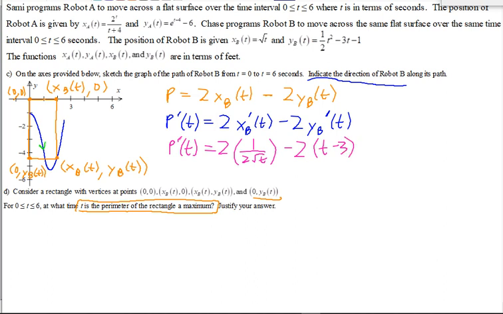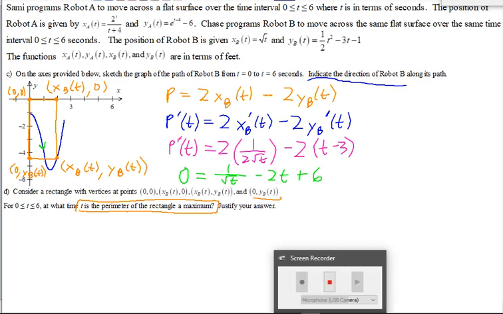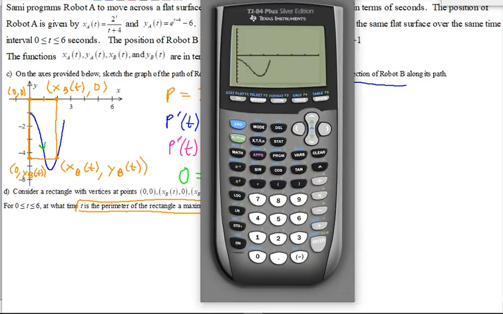So if we simplify that, since we're trying to maximize this, just like any other optimization problem, we set the derivative equal to 0. You can see this would be 1 over, the 2's cancel out there, root t, and then distribute the -2: minus 2t plus 6. So again, this one will be a little tough to solve without a calculator, because it's got the root on the bottom and then a t right there. So this is where we can use our calculator to solve this. So let's go to regular function mode to solve it.